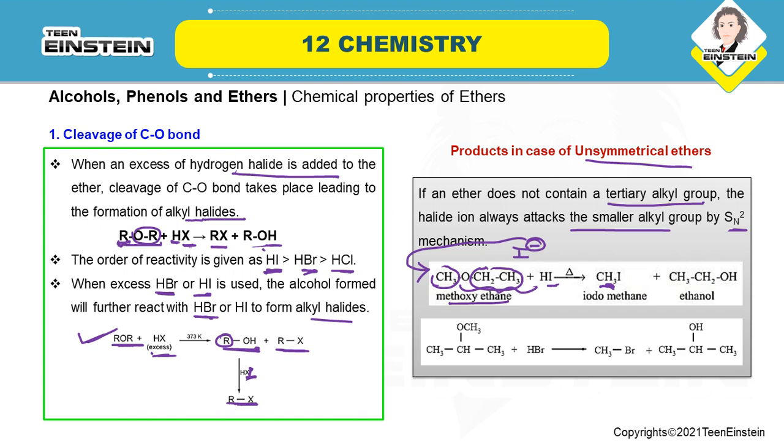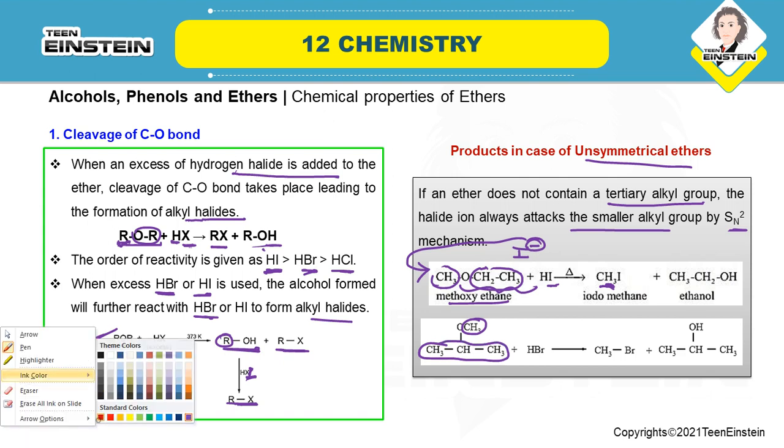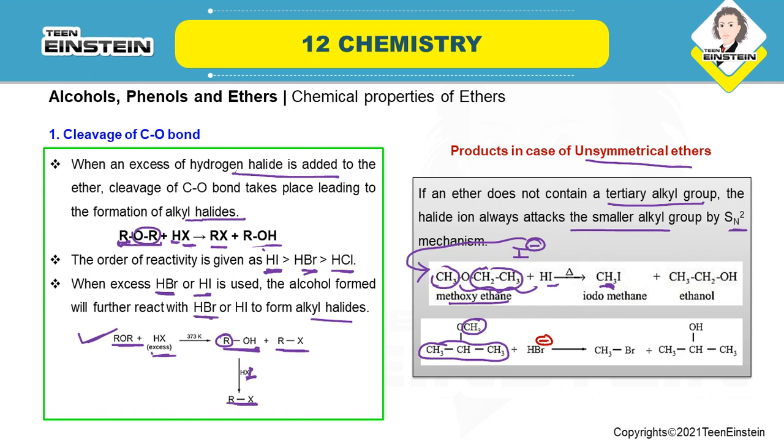Another example, again we have taken an unsymmetrical ether where on one side we have a methyl group and on the other side an isopropyl group. Now among these two, which one is the smaller alkyl group? Obviously the methyl group. So here Br minus will prefer to attack this methyl group and this carbon-oxygen bond will be broken. So the alcohol that you will get is isopropyl alcohol, not methyl alcohol, and the halide will be CH3Br. So when the starting material is an unsymmetrical ether, this should be the product combination, not the other one. But this is true only when there is no tertiary alkyl group.